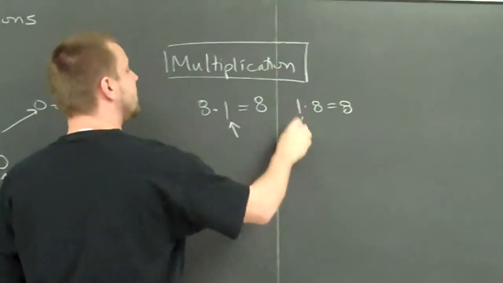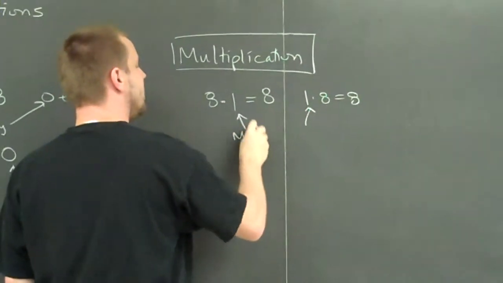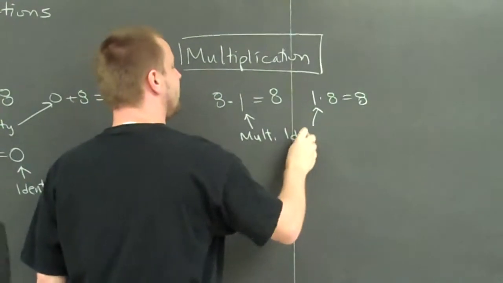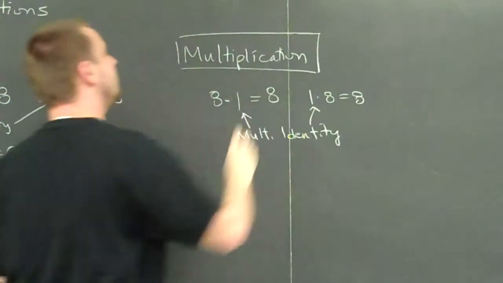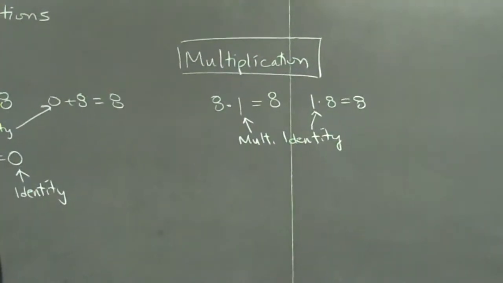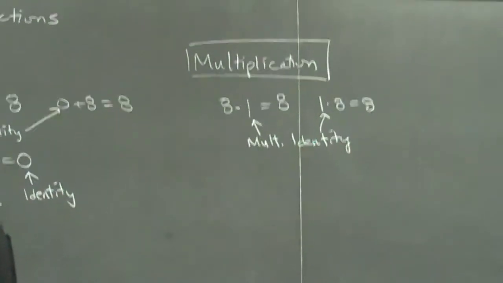Okay? So this property of 1 makes it the multiplicative identity. I multiply things by 1, and it doesn't change that number. I get the same value back.